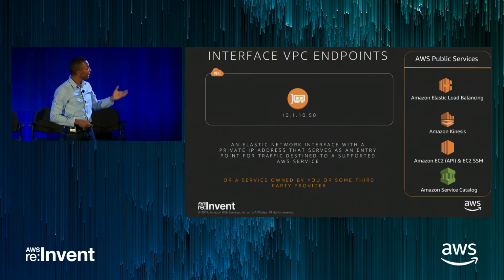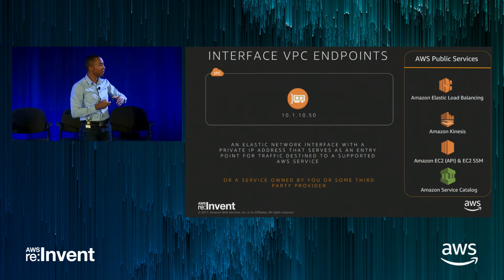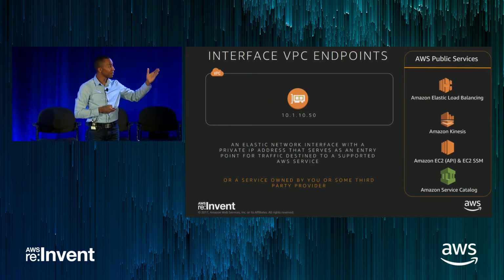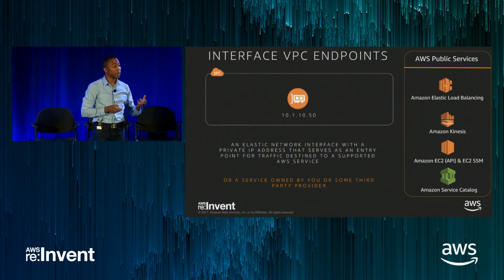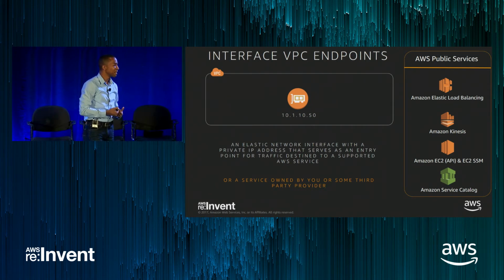How it works, this elastic network interface would be defined in a subnet that you have resources that should access the particular service. So, for example, if I need to communicate with Kinesis, right, I specify a specific subnet, we create the interface inside that subnet, attach a private IP address to it. But what about routing?